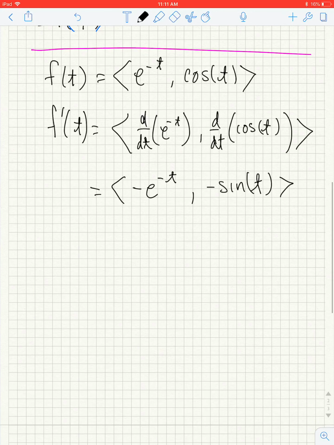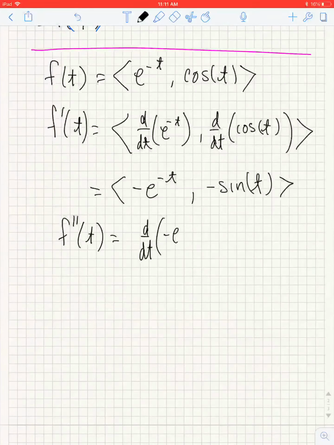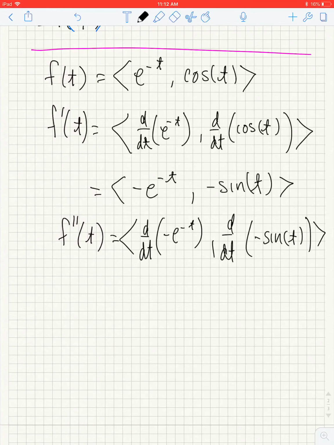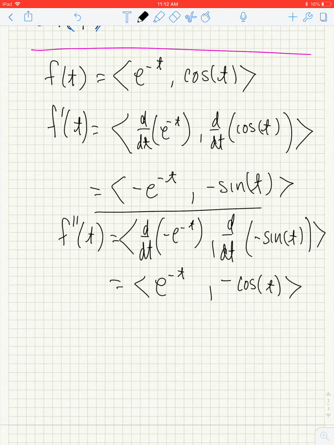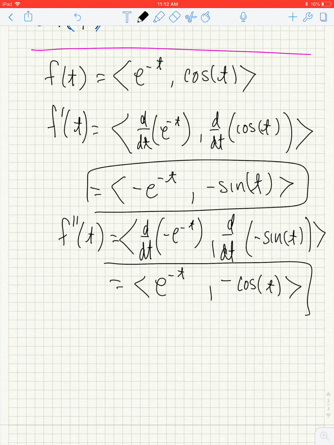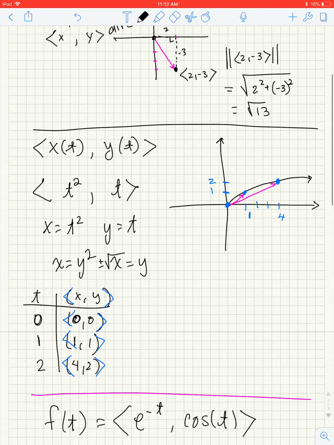If you want to continue and go for your second derivative, you do the same thing, just with the first derivative. And here you would get <e to the negative t, negative cosine t>. And there would be your first derivative, and there would be your second derivative. So nothing that's really that complicated.